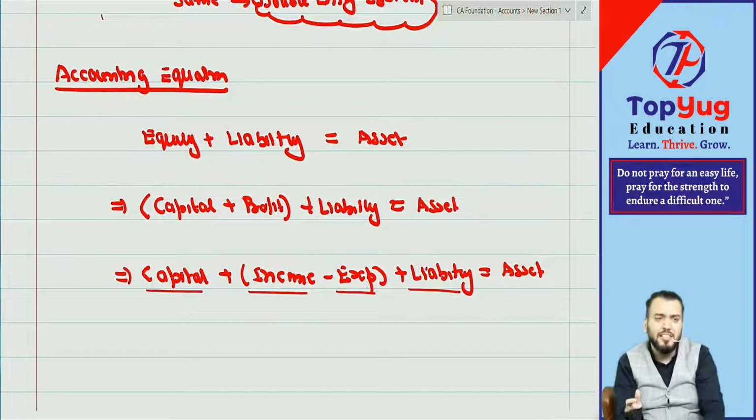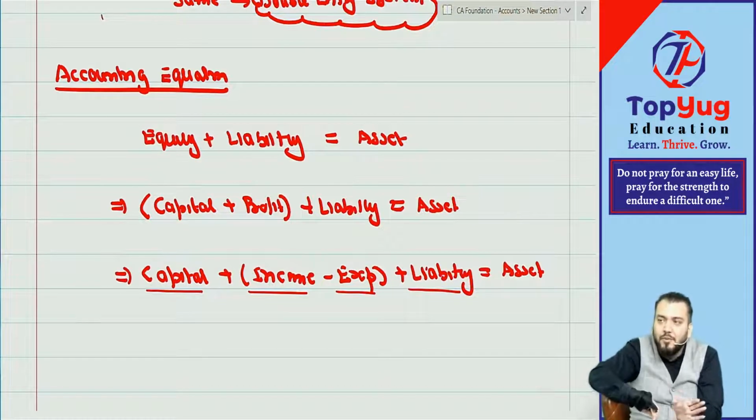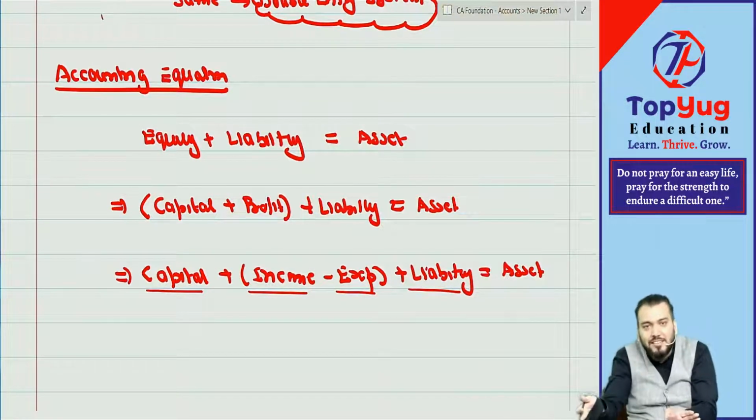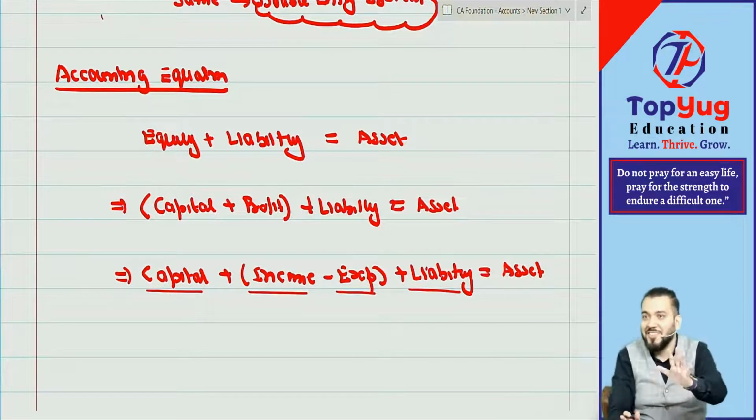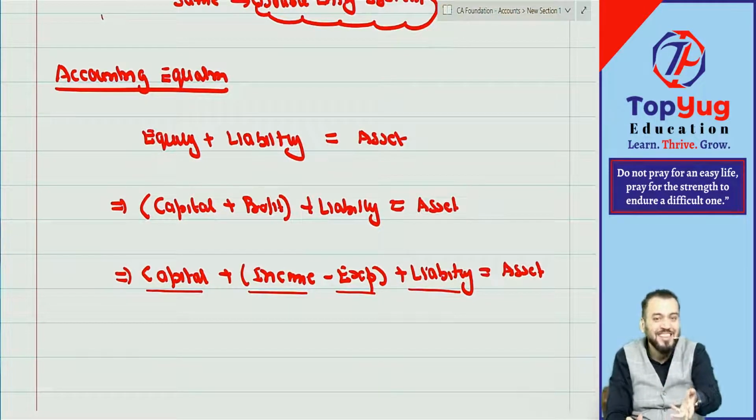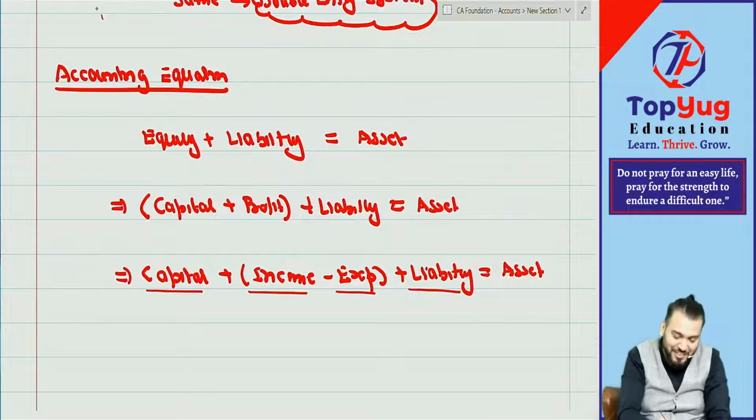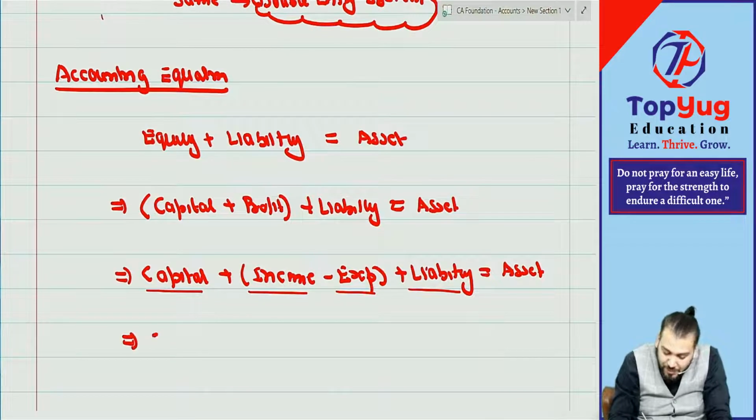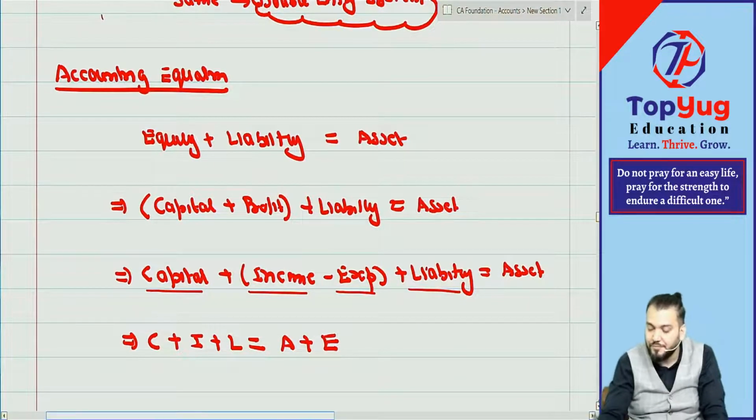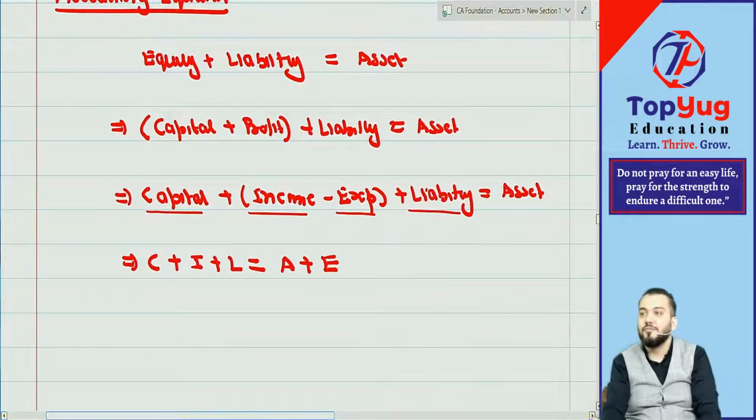So let us keep plus together, and if I transfer minus from the left hand side to the right hand side, it will become plus. This you know? Thank God, because I can't teach mathematics. This much you know? Only this much is required. So if I simplify it, it becomes capital plus income plus liability is equal to asset plus expense. Yes or no? Understood.